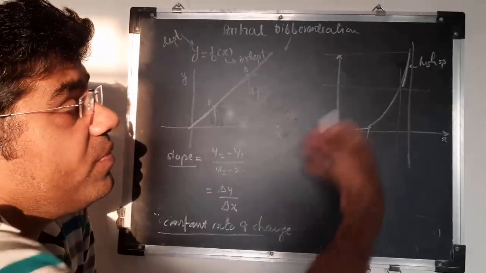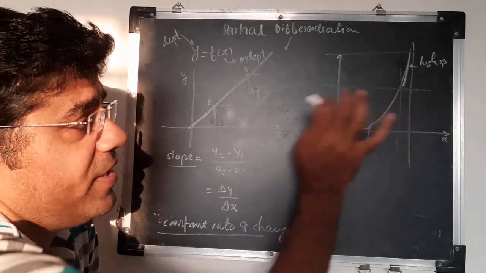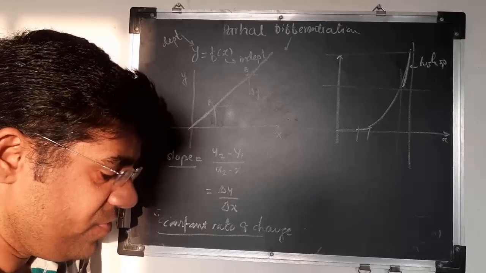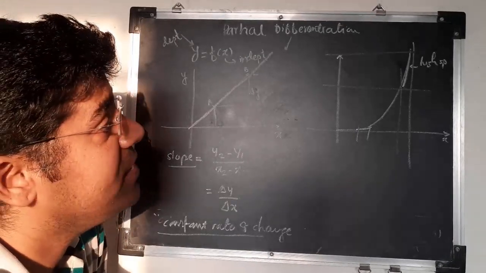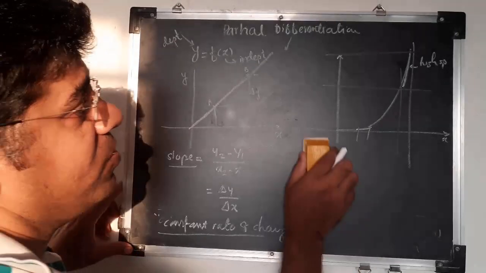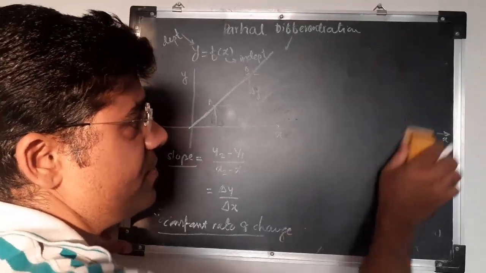Okay, so what will we do in this particular case? In this case we have to draw the tangent at that particular point. What do you mean by tangent? Okay, so this part we'll see.